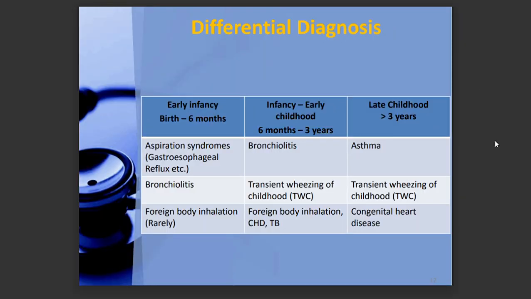A differential diagnosis: early infancy, birth to 6 months: aspiration symptoms such as gastroreflux, bronchiolitis, foreign body inhalation, which is very rare. Infancy to early childhood, which is 6 months to 3 years: bronchiolitis, transient wheezing of childhood, TWC, foreign body inhalation, CHD, and TB. Late childhood, which is older than 3 years: asthma, transient wheezing of childhood, TWC, and can also lead to congenital heart disease.